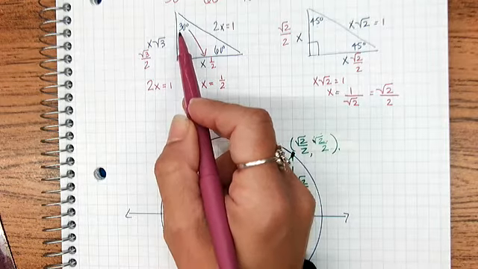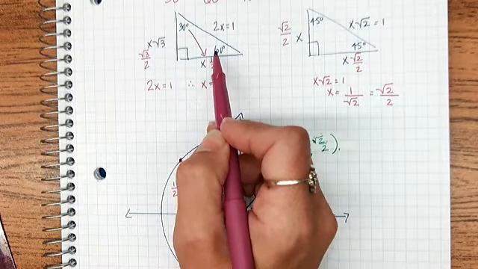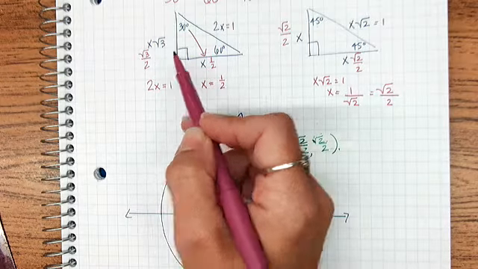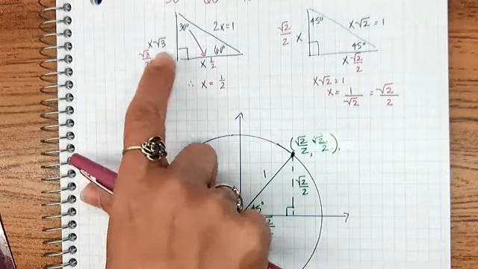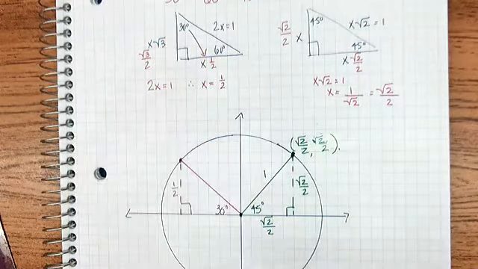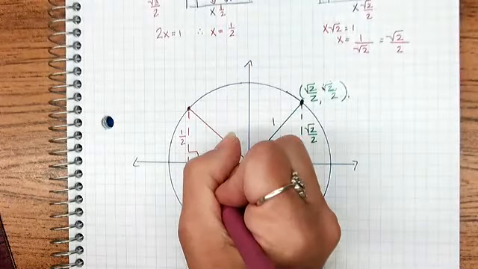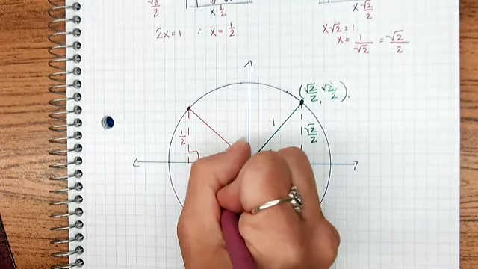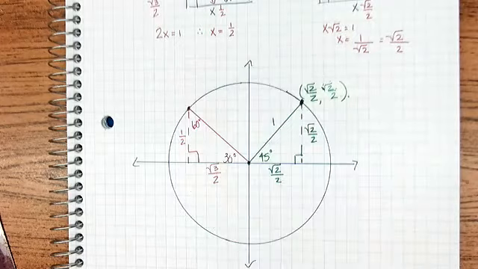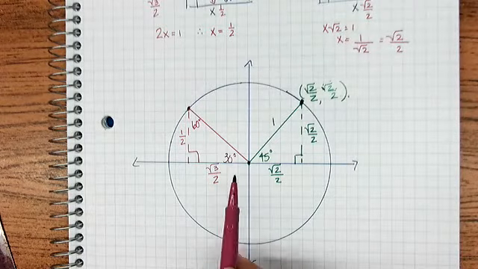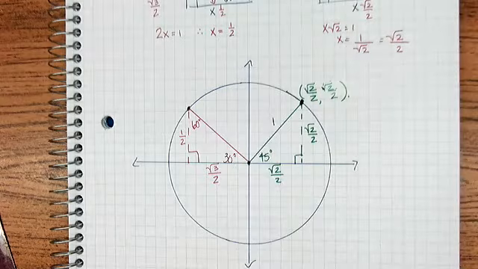Notice that the adjacent to 30 is the same as the opposite of 60. The adjacent to 30, root 3 over 2, is the same as the opposite of 60, root 3 over 2. That's going to be here. This, of course, has to be 60 degrees.